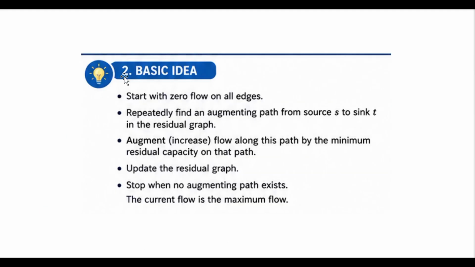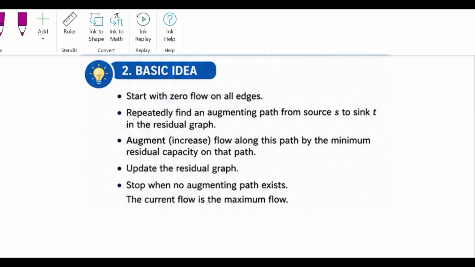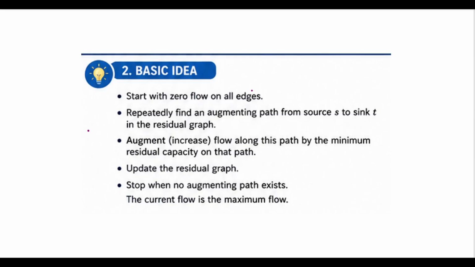Start with a zero flow on all edges initially, so no flow in the network. We start with the augmenting path. We send new flow from source to destination and find the minimum capacity of that particular path, then update the residual graph based on this minimum capacity, and stop this process when no augmenting path exists. The current flow is the maximum flow in the network. Clear?